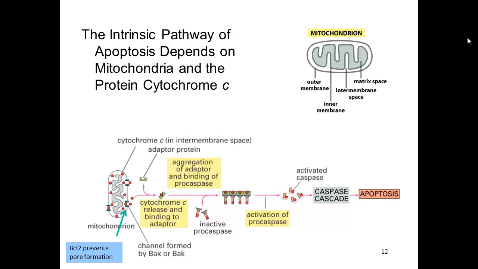This is referred to as the intrinsic pathway of apoptosis, and perhaps the more numerically important. A key organelle in the intrinsic pathway is going to be the mitochondrion, and surprisingly, the protein cytochrome C, which is abundant in the inner mitochondrial membrane, is going to play a major role. You'll remember cytochrome C from the electron transport chain in oxidative phosphorylation.